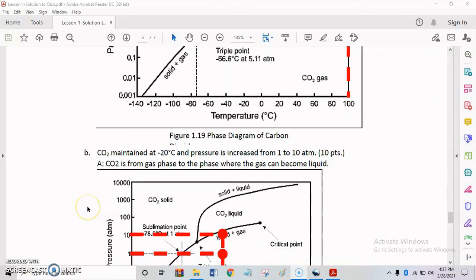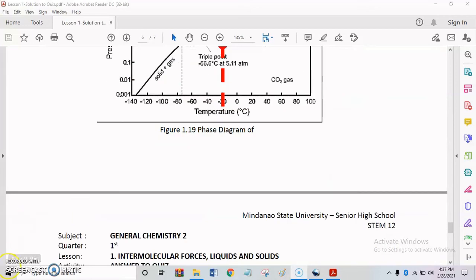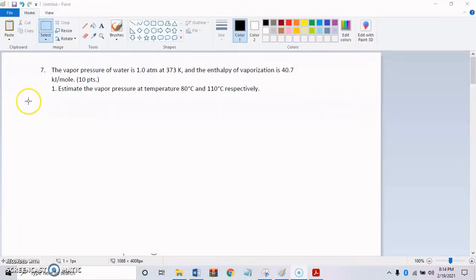Okay, let's proceed to number 7. Let's answer this question. The vapor pressure of water is 1 atm at 373 Kelvin, and the enthalpy of vaporization is 40.7 kilojoule per mole. Estimate the vapor pressure at temperature 80 degrees Celsius and 110 degrees Celsius respectively.